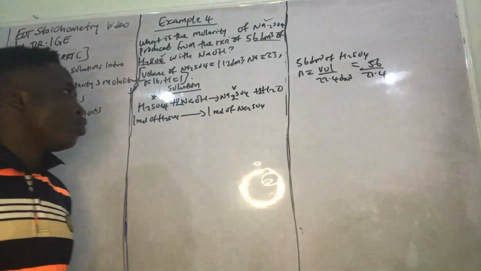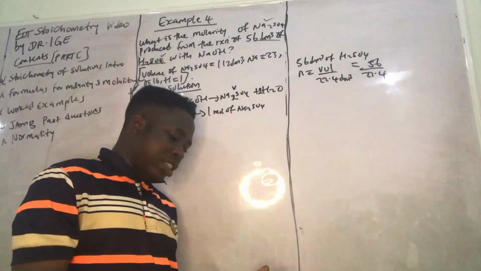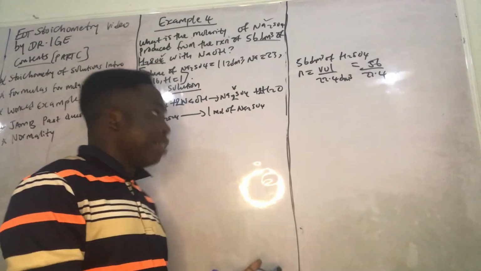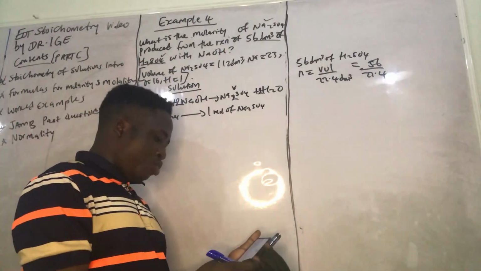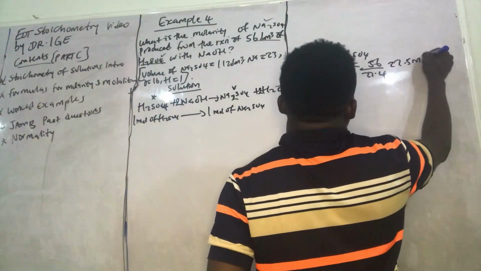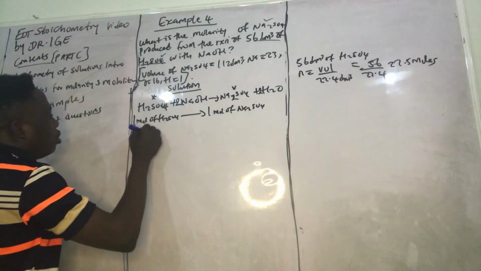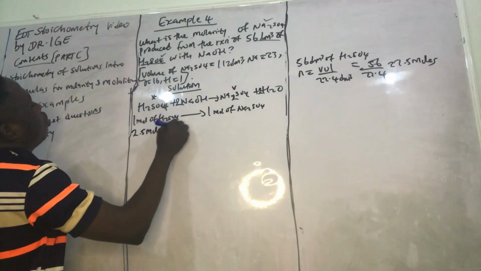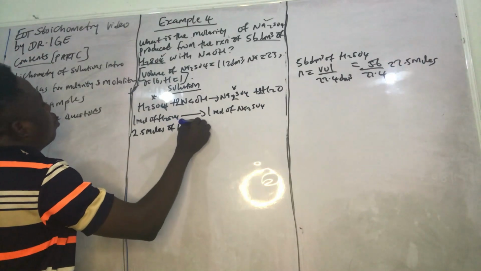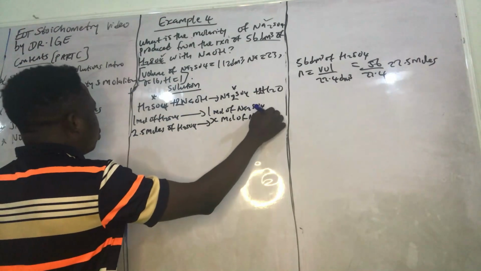So the goal is to use whatever they are giving you, either the mass or volume, to look for the number of moles, which I can now use to compare the second time. So we have 56 divided by 2.4. We have 2.5 moles. So we now see that 2.5 moles of H2SO4 will produce 2.5 moles of Na2SO4.